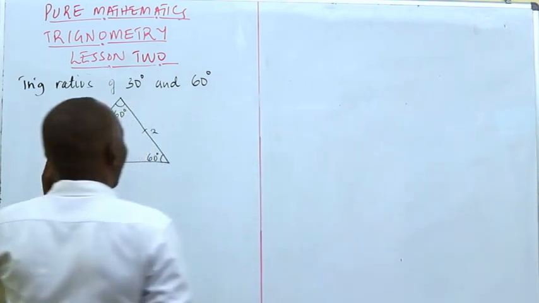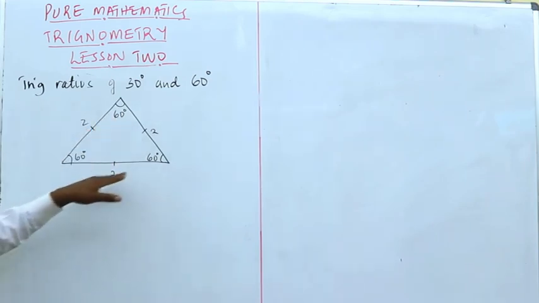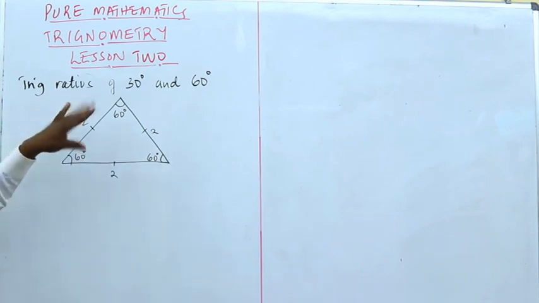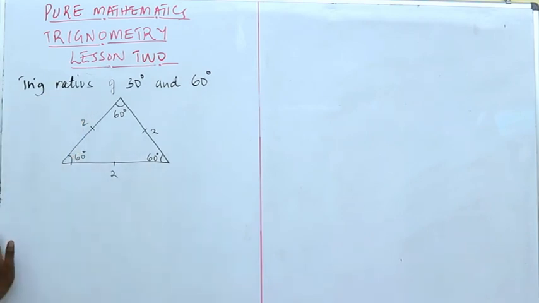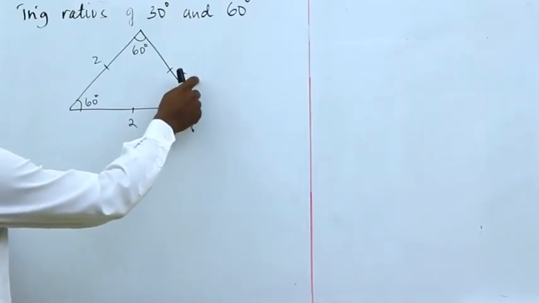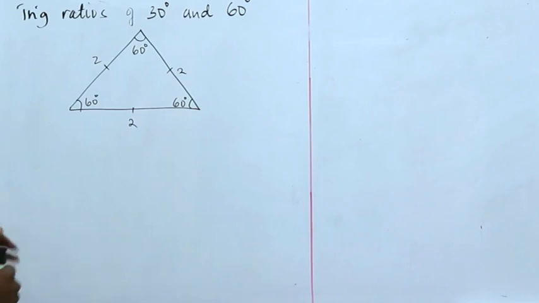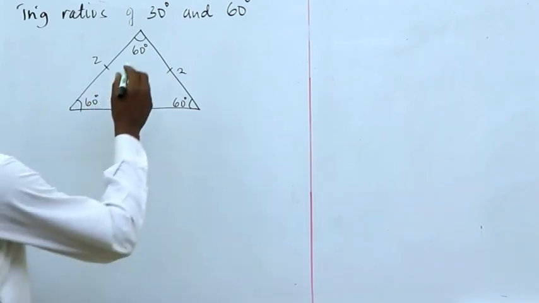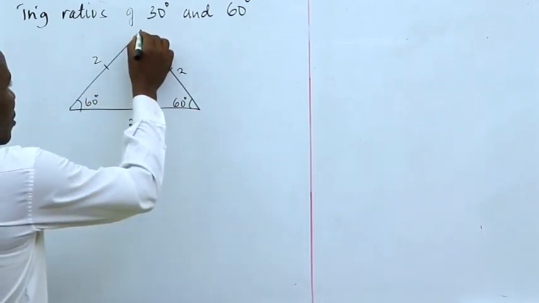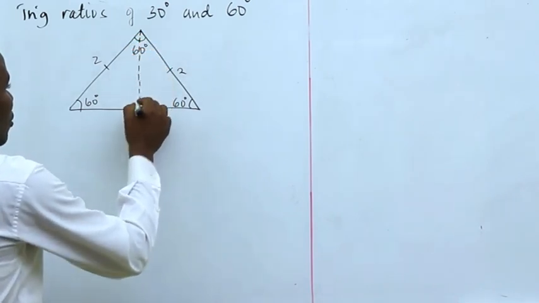Remember, if it is an equilateral triangle, all its sides are equal and all its angles are also equal. Okay? So if one side is 2 units, that means even the other is 2 and the other is also 2. And now, I can divide this into 2.